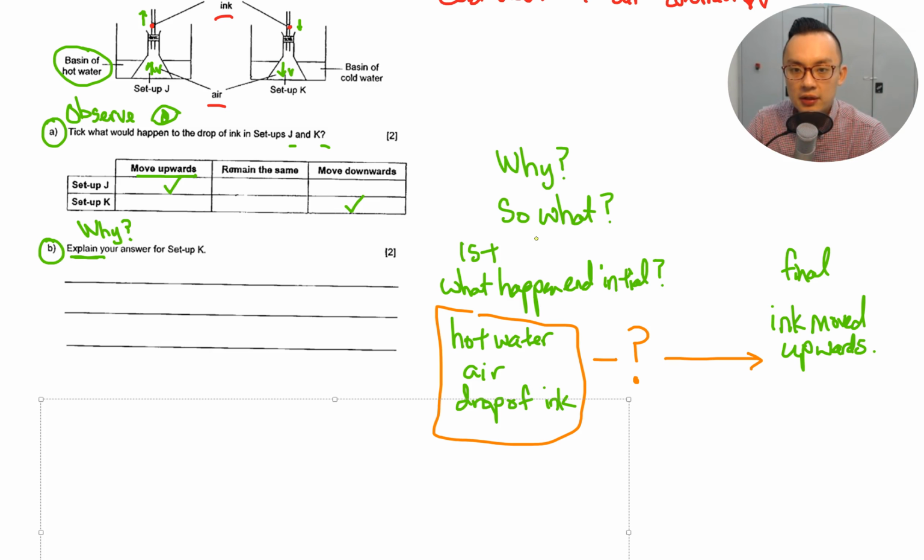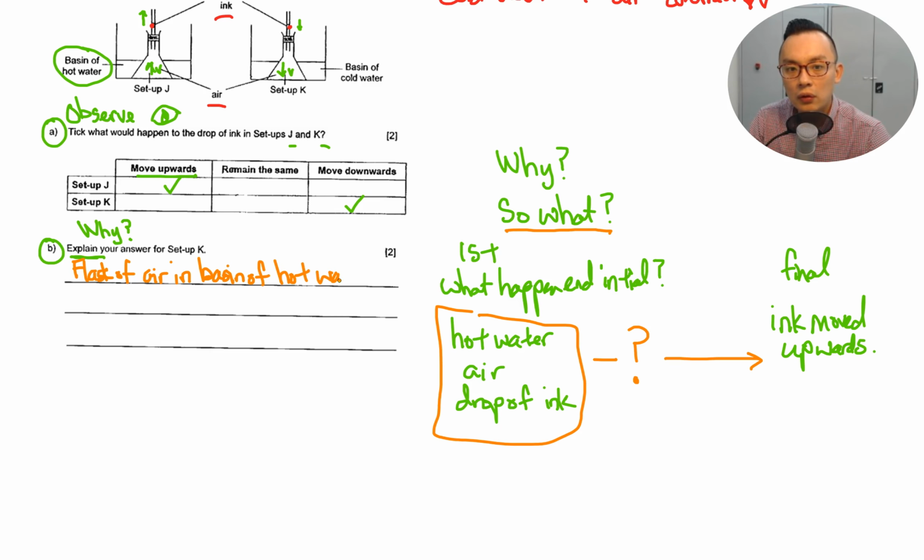And the trick to do this is to constantly ask yourself, so what? I'll show you how to do it. So I'll explain your answer for setup K. There was a basin, the air, let's say I call this the flask of air in basin of hot water. That's the initial conditions. That's actually what happened initially, or that's what the experimenters did. There's nothing scientific about this. You're just describing what actually happened.